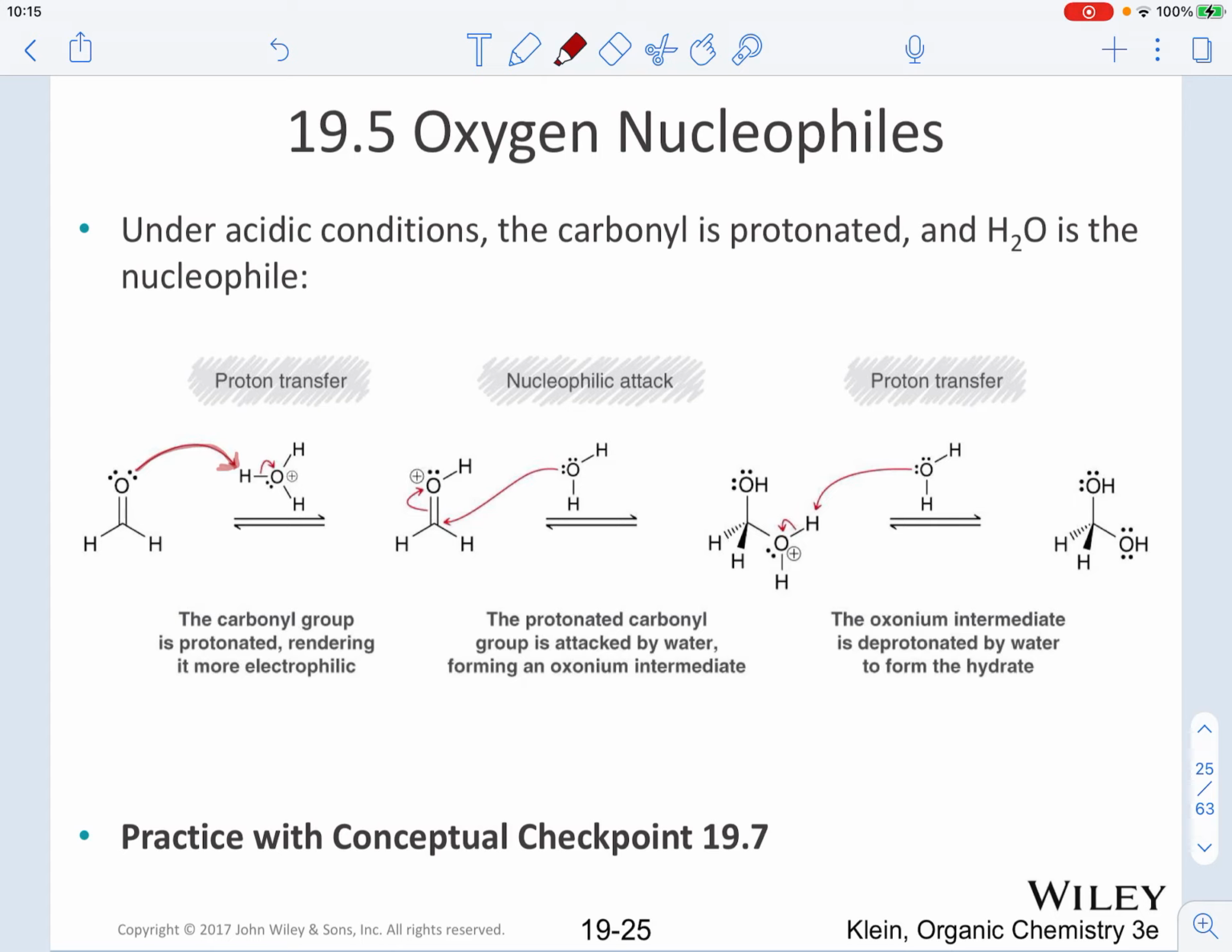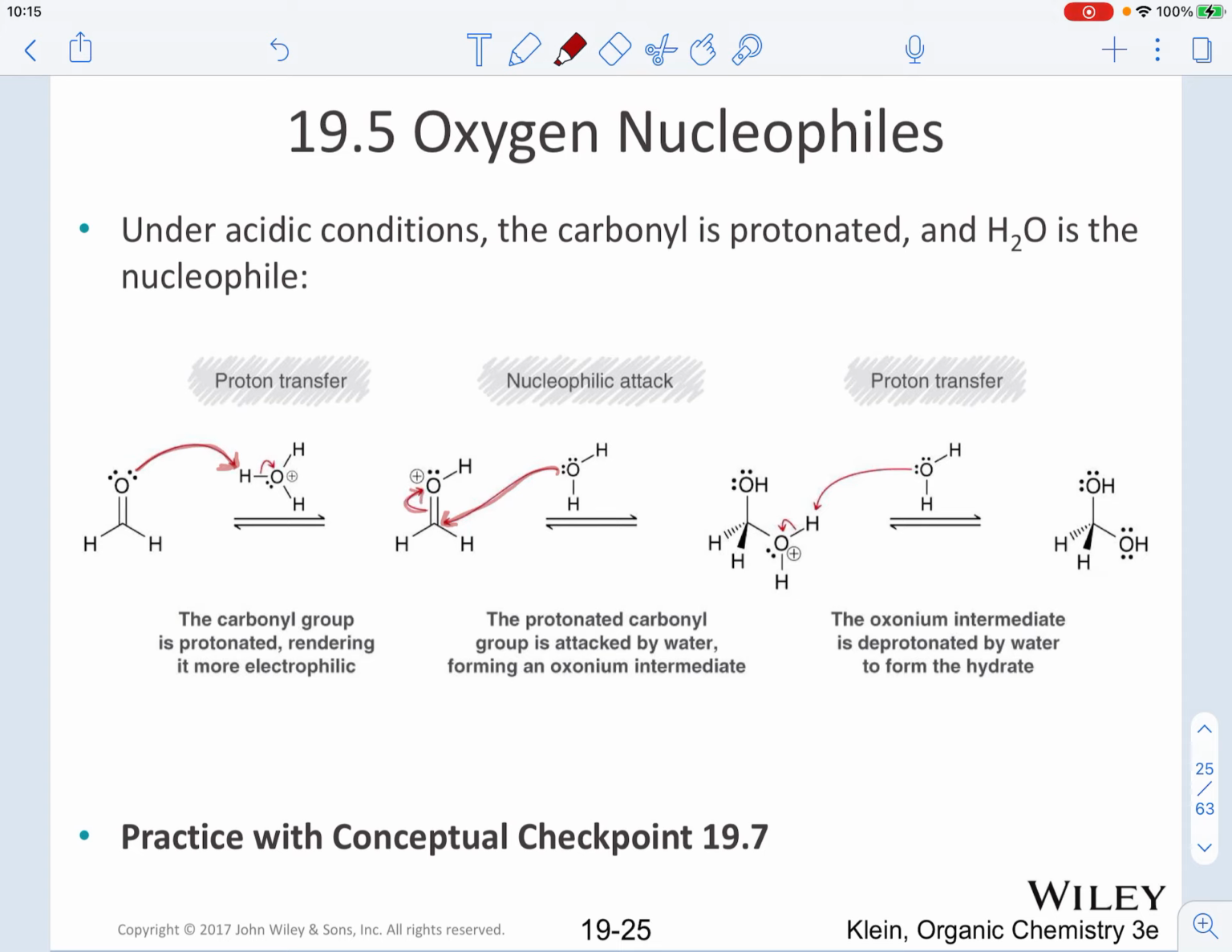Then that means that now the aldehyde is going to be more electrophilic. So now our nucleophile, which is going to be water, is going to be able to attach to the carbon. In the carbonyl, the electrons are going to go up to the oxygen.